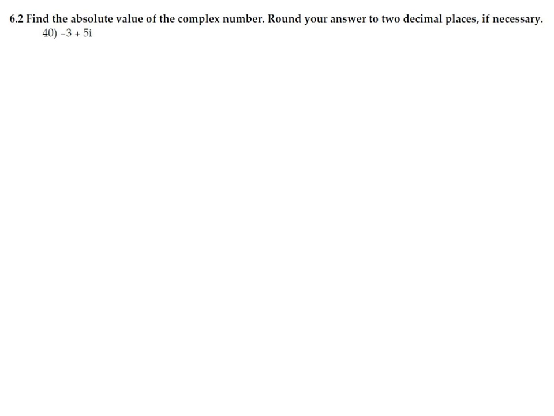Find the absolute value of the complex number. Round your answer to 2 decimal places if necessary. This can also be called the modulus of the complex number. So essentially we are trying to find the modulus of -3 plus 5i.